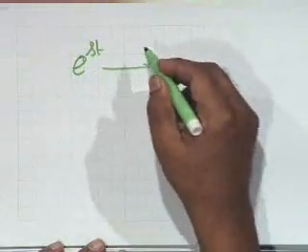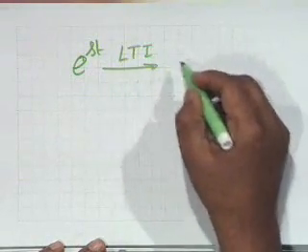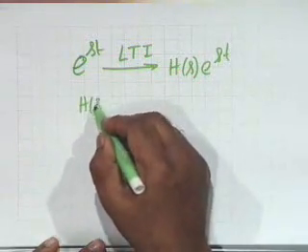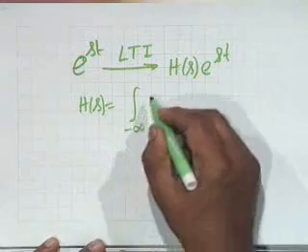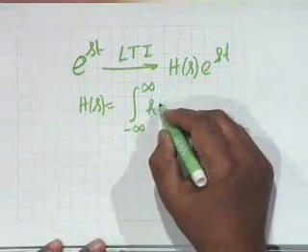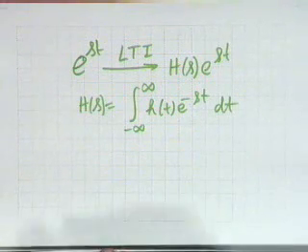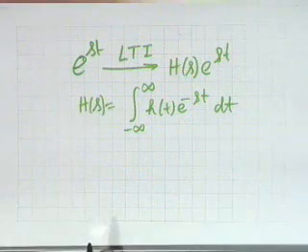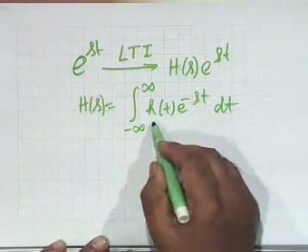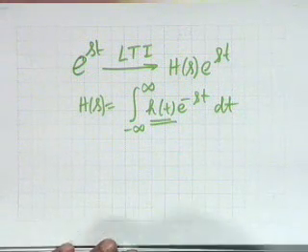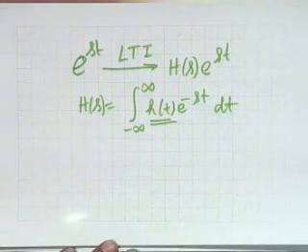If we go back to the question of a signal of the form e to the st, which is applied to an LTI system, and the output is H of s e to the st, then you know that H of s is the integral from minus infinity to infinity of h of t e to the minus st dt. This is the general eigenvalue for linear time invariant systems, where small h of t is the, what is h of t? The impulse response of the system, and capital H of s is the frequency response.